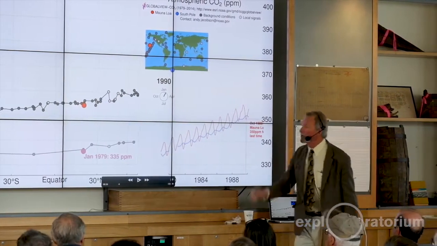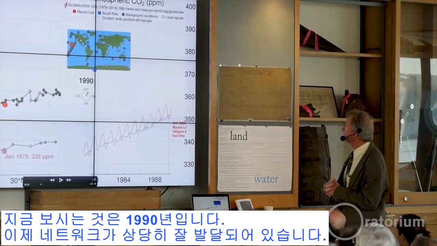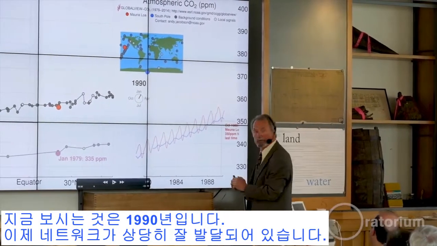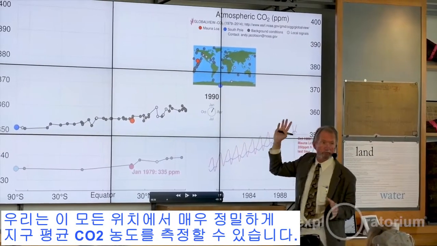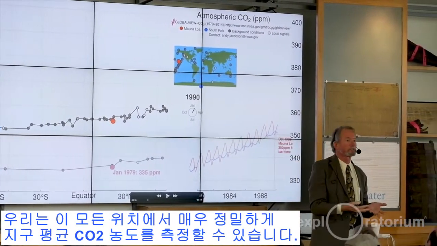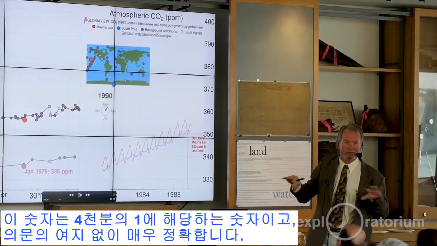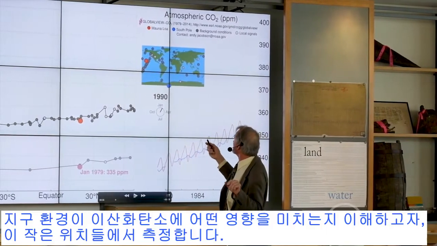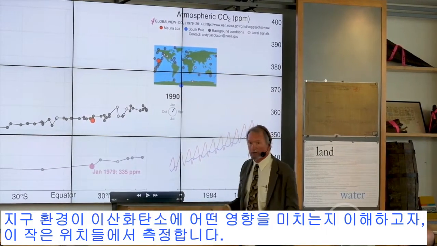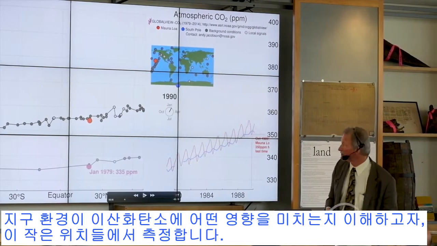Yes. What you're looking at is 1990. You can see we've got a fairly well-developed network now. We're able to monitor CO2 at all of these sites and get a very robust number. When we say the global average of CO2, we know that number to 1 part in 4,000. So there's really no question about that, and it's highly accurate. You can see a few of these little local sites there. We're trying to understand how the terrestrial environment influences the CO2.